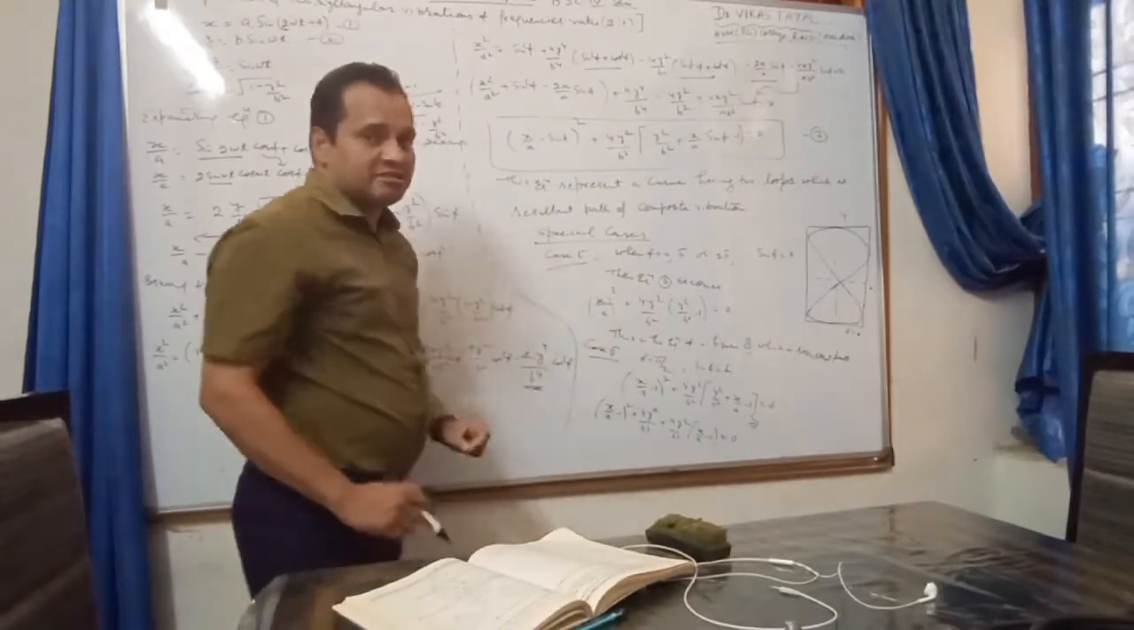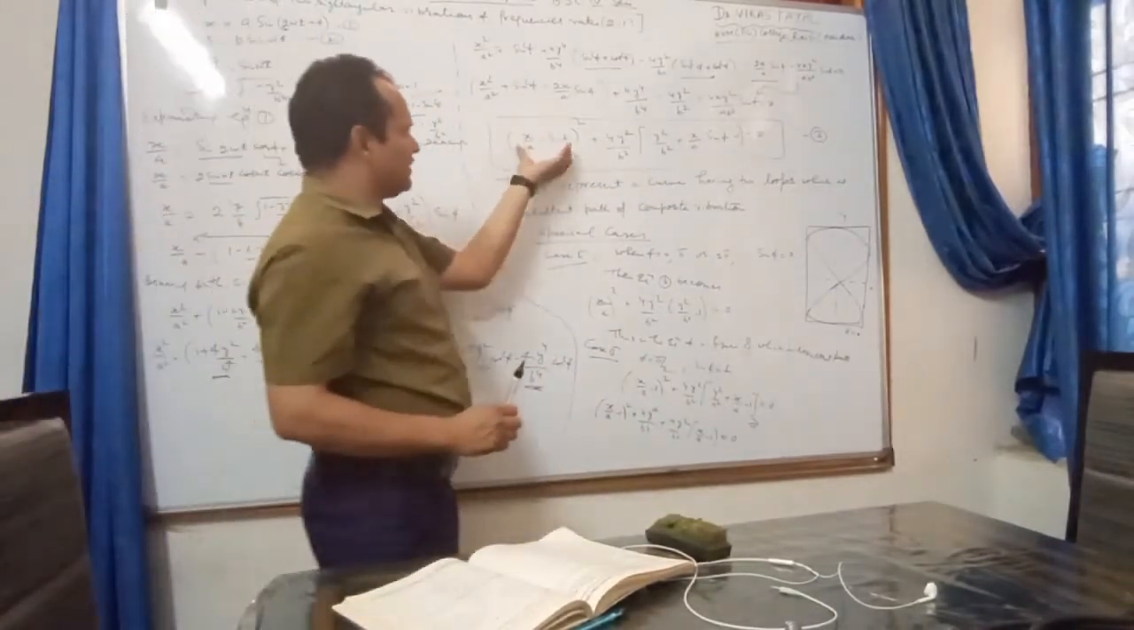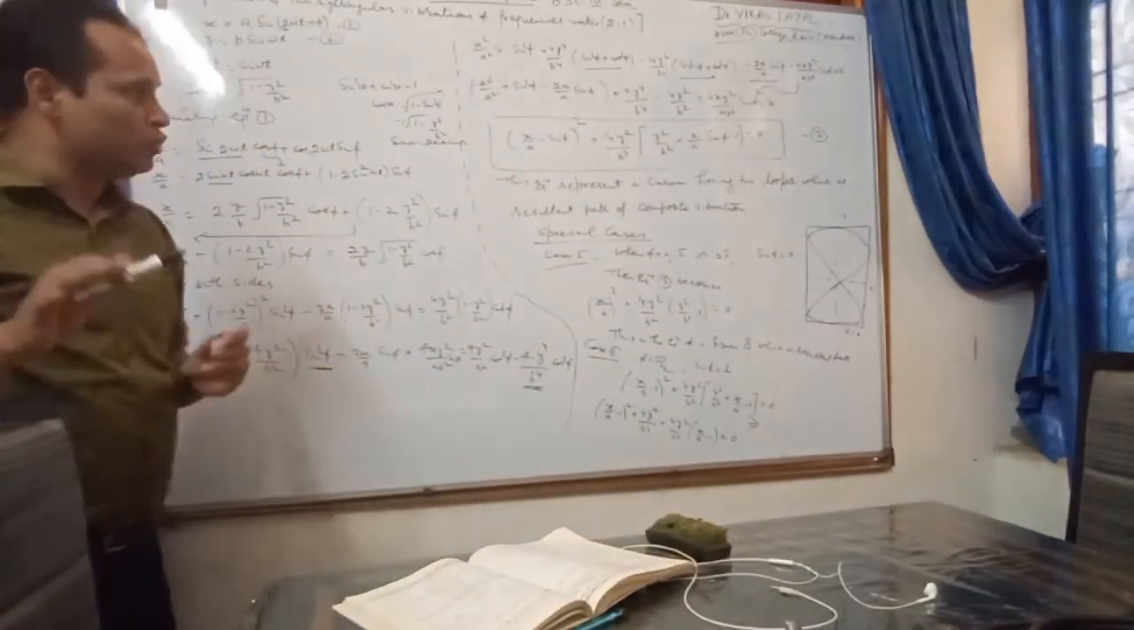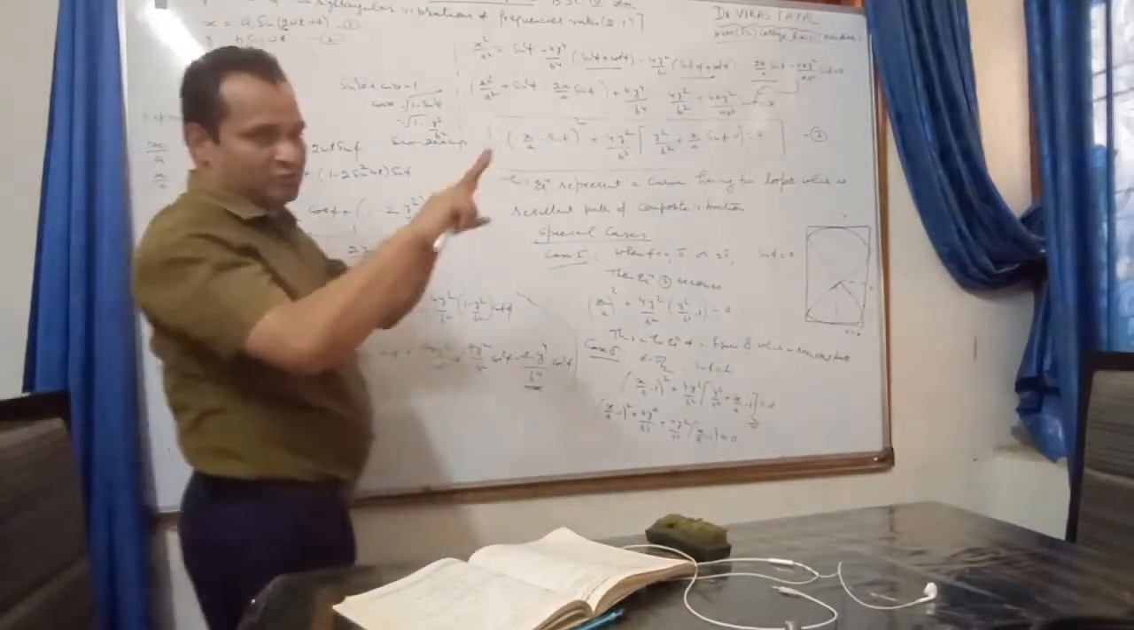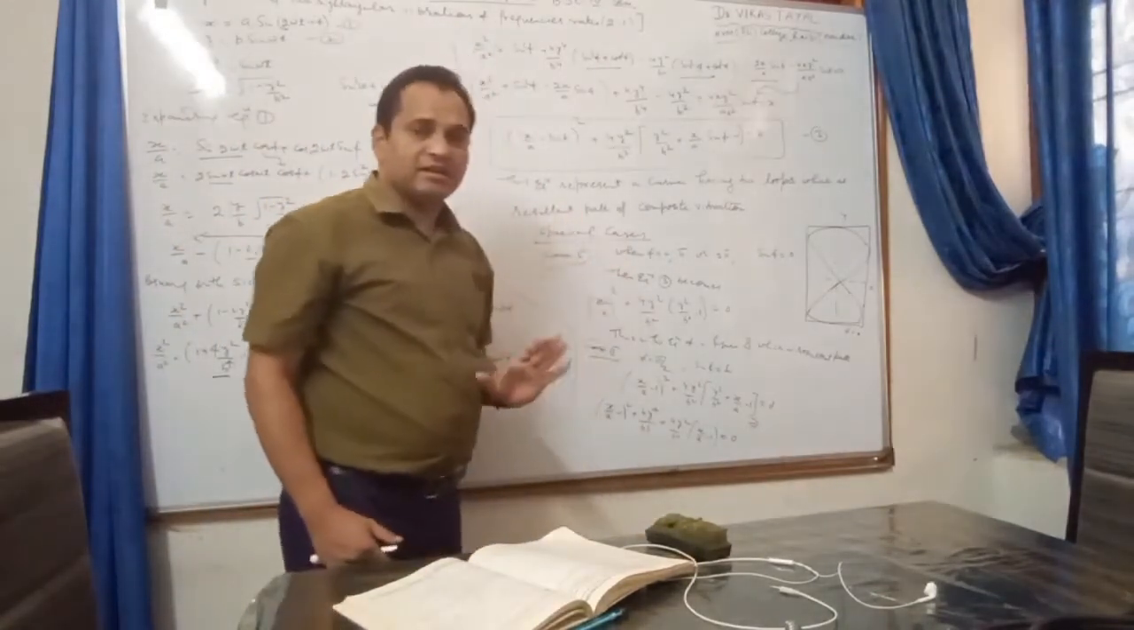So this equation represents a curve having two loops, that means one is here and second is here. So this equation represents a curve having two loops which is the resultant path of the composite vibration. Now here we will consider the different cases.